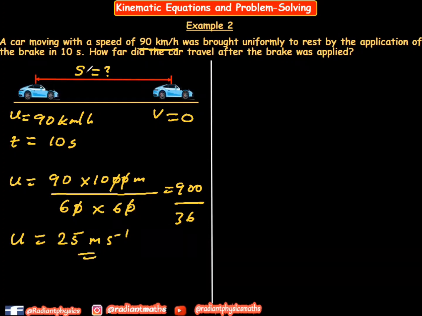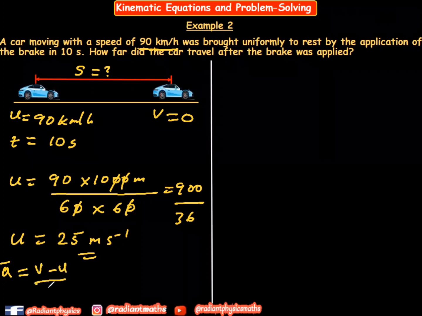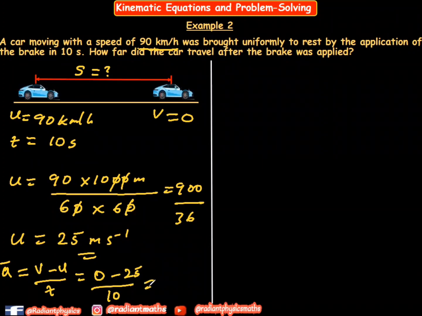Before we can find the distance, we need to find what we call deceleration, because the car was brought to rest. It means there's a loss of acceleration, and that is deceleration, the same thing as negative acceleration. So we say change in velocity divided by the time taken. Final velocity is 0 minus the initial velocity, 25, divided by the time taken, 10. So we have minus 2.5 meters per second squared. This is the acceleration now.